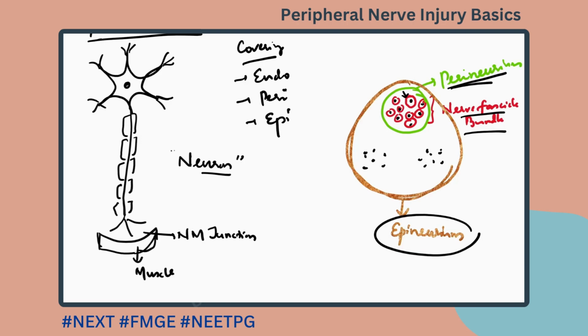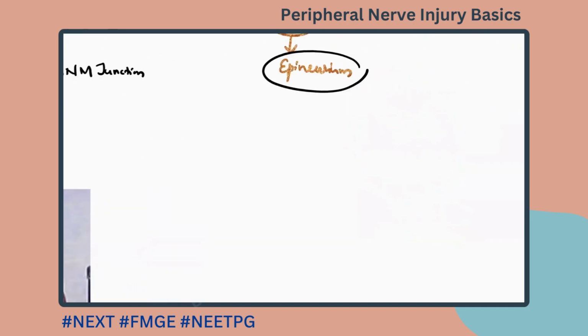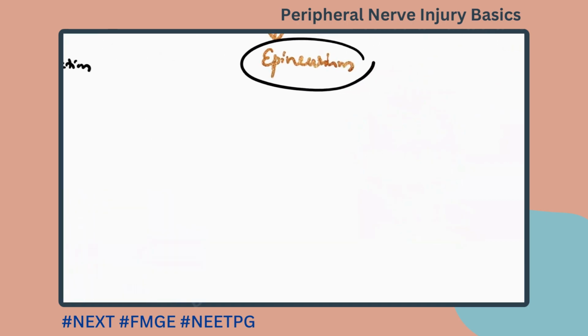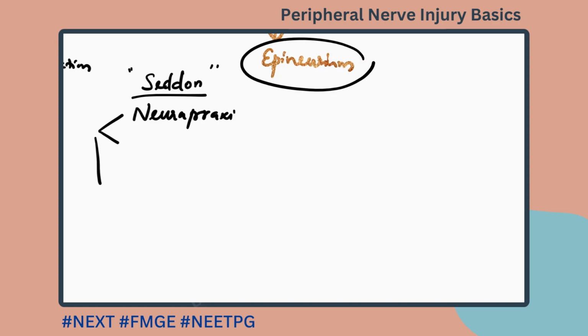Now, nerve injury can happen at any point of these structures. Based on that, they classify nerve injury into 3 categories, by a person called Seddon. So this is called Seddon's classification. Seddon classified the nerve injury into 3 types. One is called neuropraxia. The next one is called axonotmesis, and the last one is called neurotmesis.